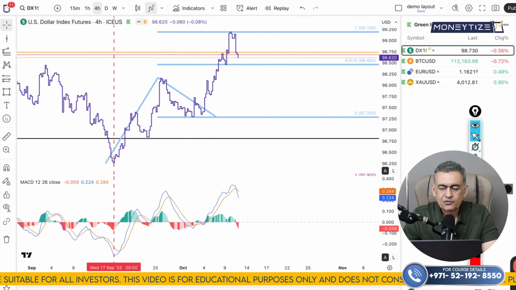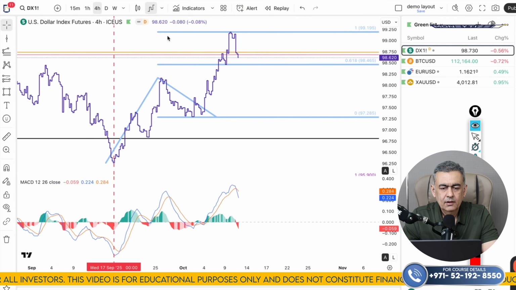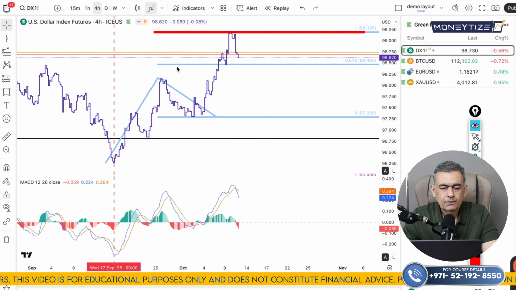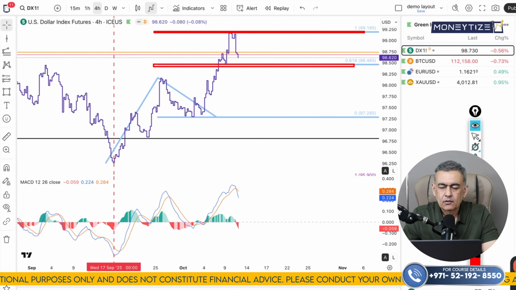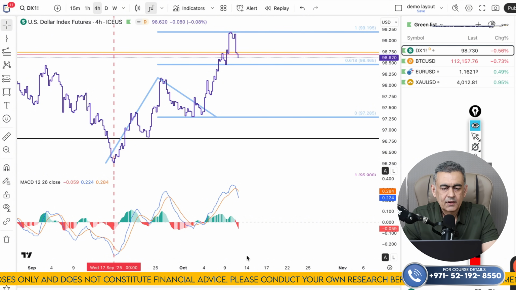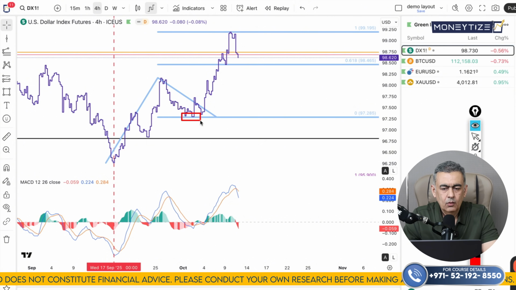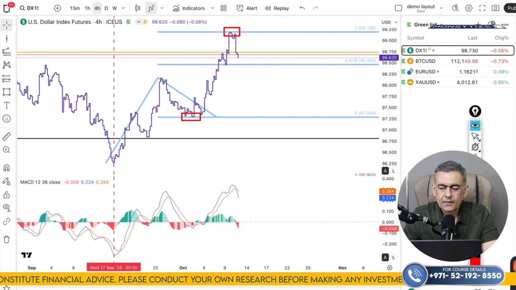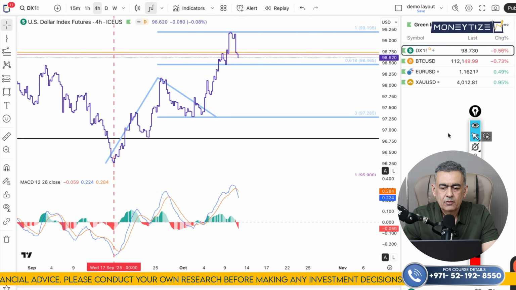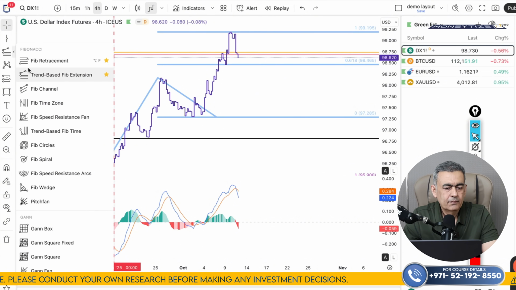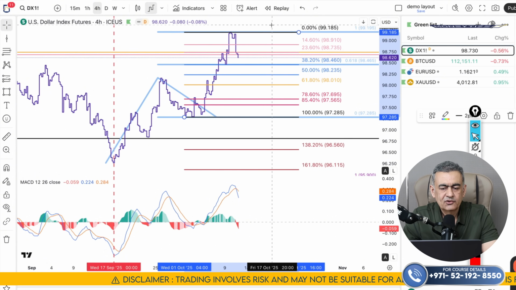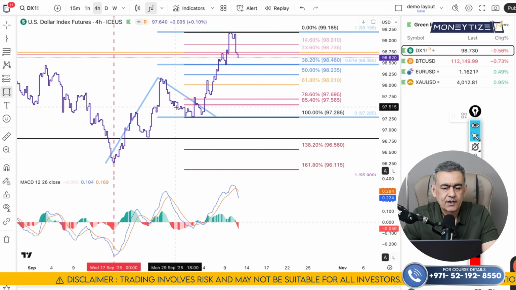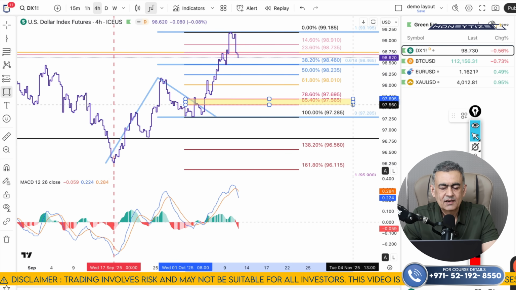Currently it reached precisely fib extension 100 and it got blocked, and we have support around 98.46. I can also use retracement here, starting from the low to the recent high. So now I'm going to apply fib retracement. On the basis of fib retracement, I get to see a very strong level between 78 to 85. So this is the level to look for.